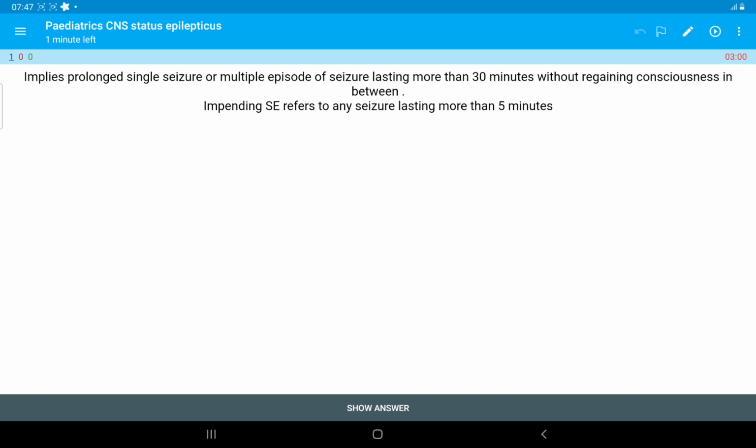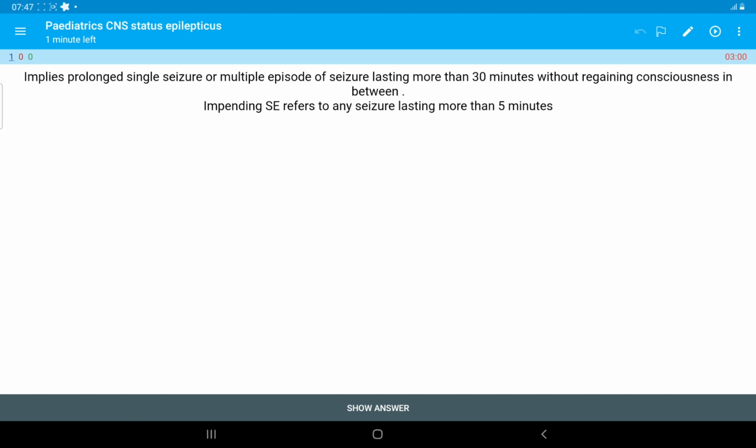Then there are other etiologies as well: hepatic encephalopathy, drug withdrawal syndrome, drug toxicity, and tumors. Then we move further to pathophysiology. In pathophysiology there is an imbalance between excitatory and inhibitory neurotransmitters.